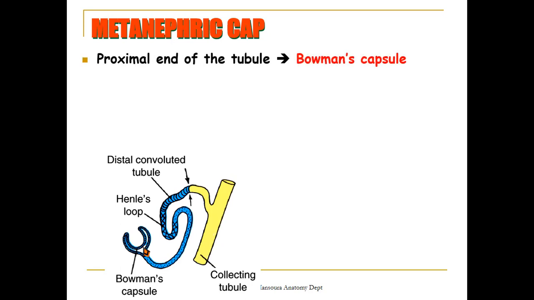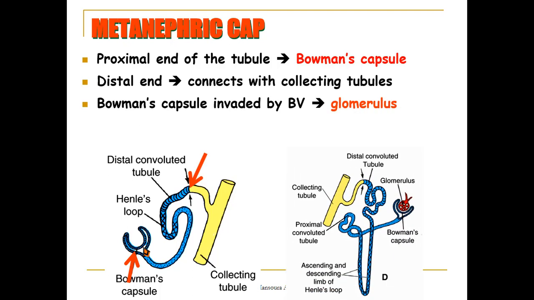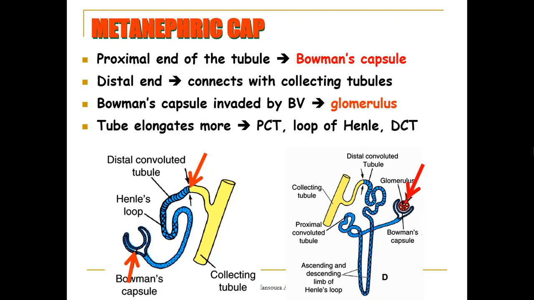These small tubules will later elongate more and more. Their proximal end will form the Bowman's capsule, which looks like the letter C, and their distal end connects with the collecting tubules. Later on, the Bowman's capsule will be invaded by blood vessels to form the glomerulus. With further development, the tubules elongate more and more, and they form the different parts of the secretory unit of the kidney: the proximal convoluted tubules, the loop of Henle, and the distal convoluted tubules.